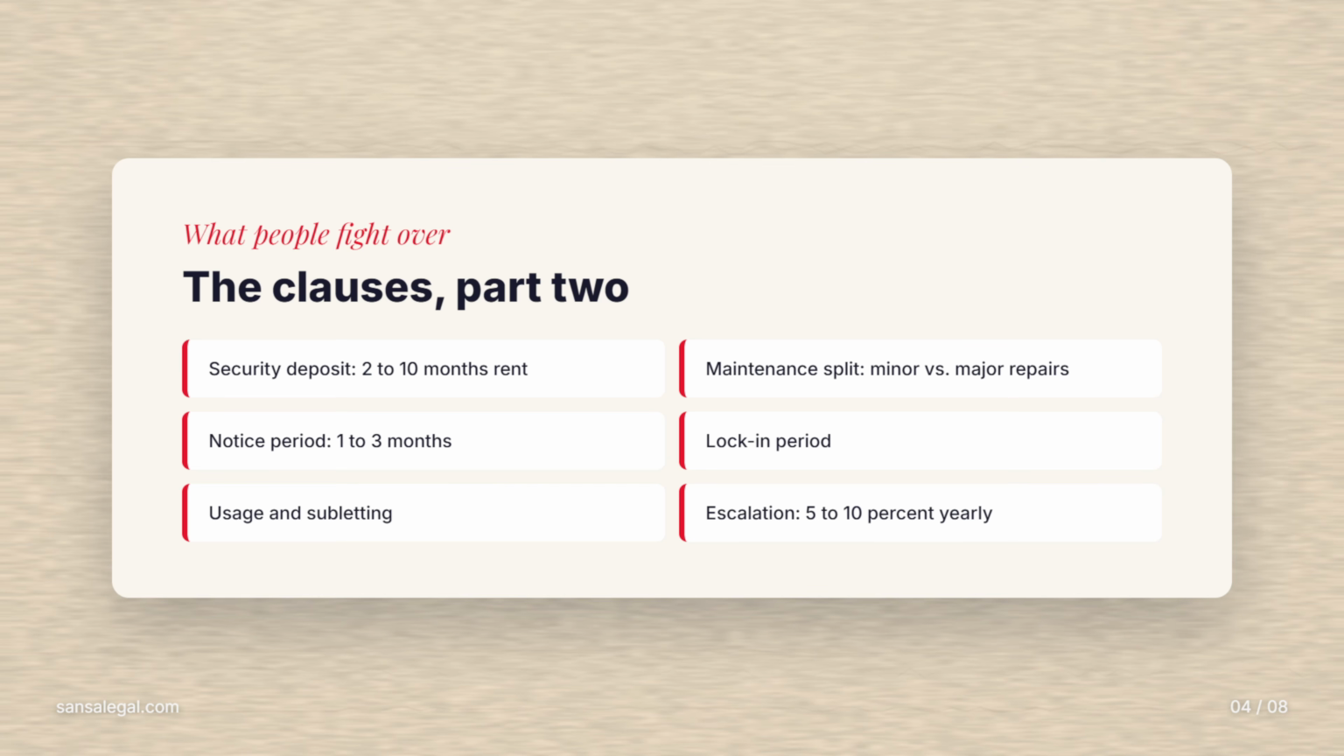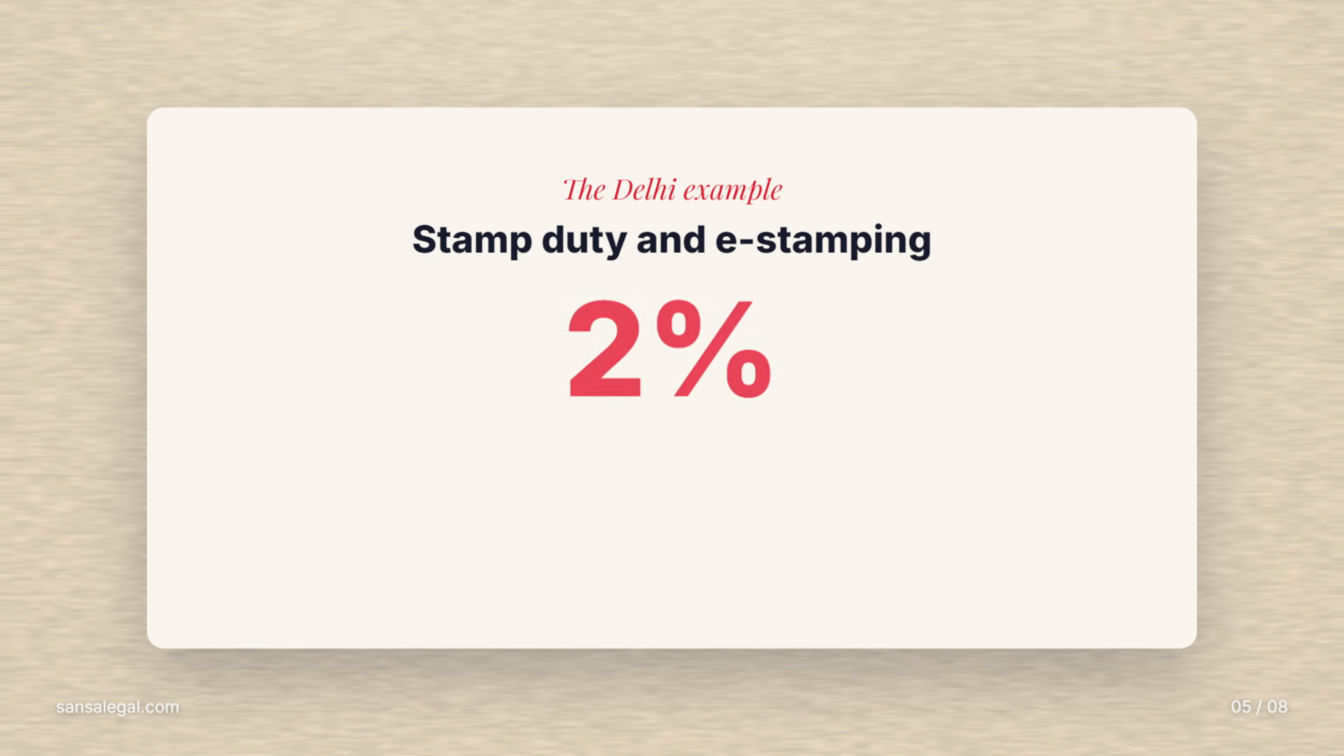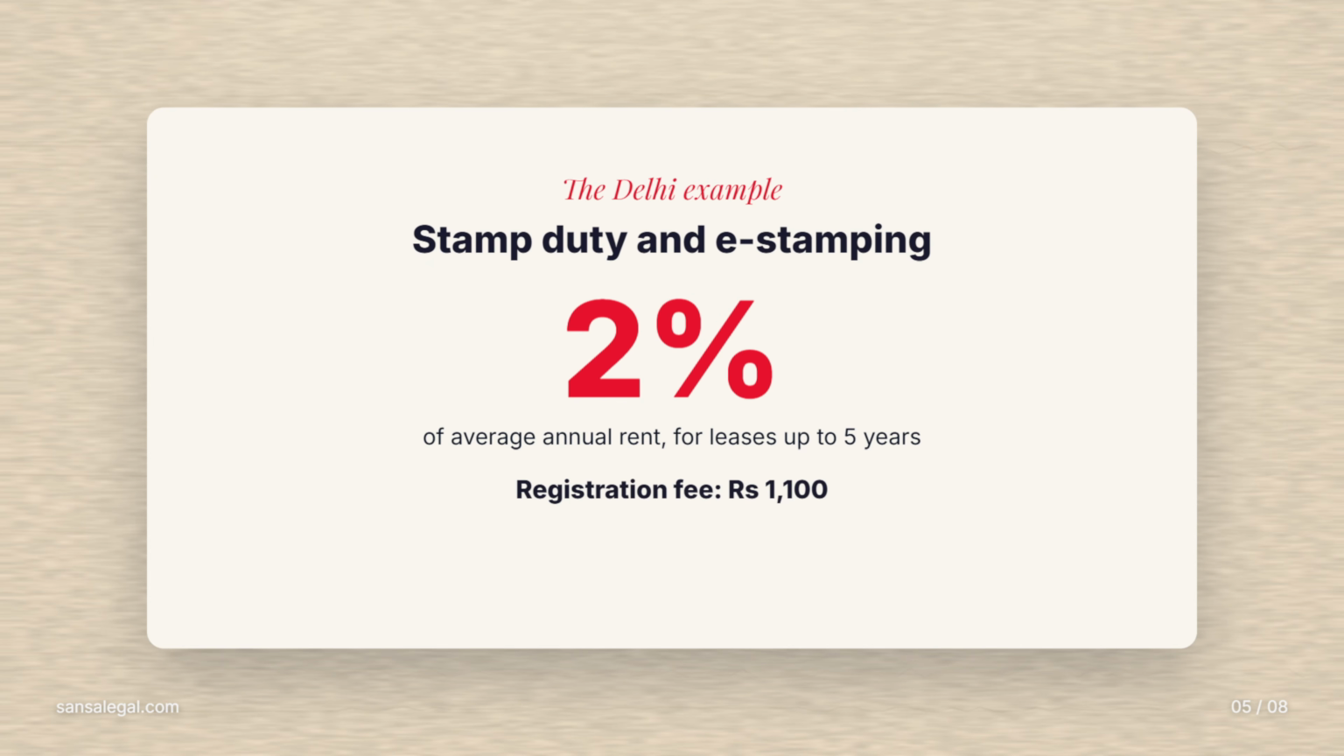Usage restrictions, including whether subletting is allowed, and an escalation clause, the annual rent increase, typically 5 to 10%. An agreement on plain paper, even one signed by both parties, is not a valid legal instrument under the Indian Stamp Act, 1899. Rates vary by state. In Delhi, for example, stamp duty is typically 2% of the average annual rent for leases up to 5 years, with a registration fee of 1,100 rupees.